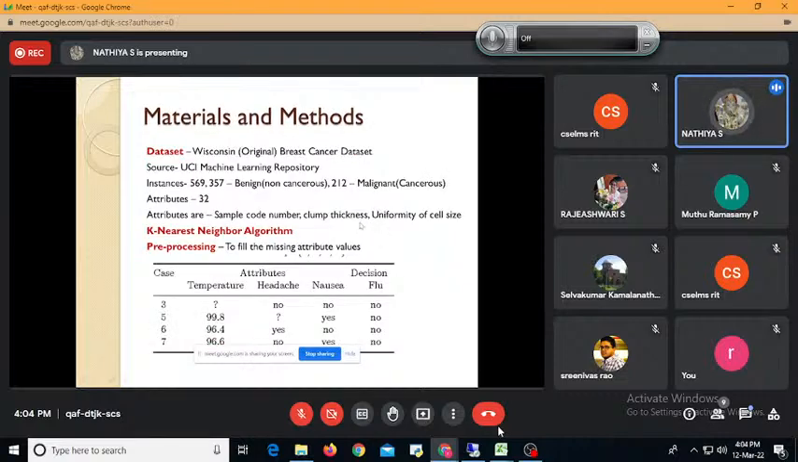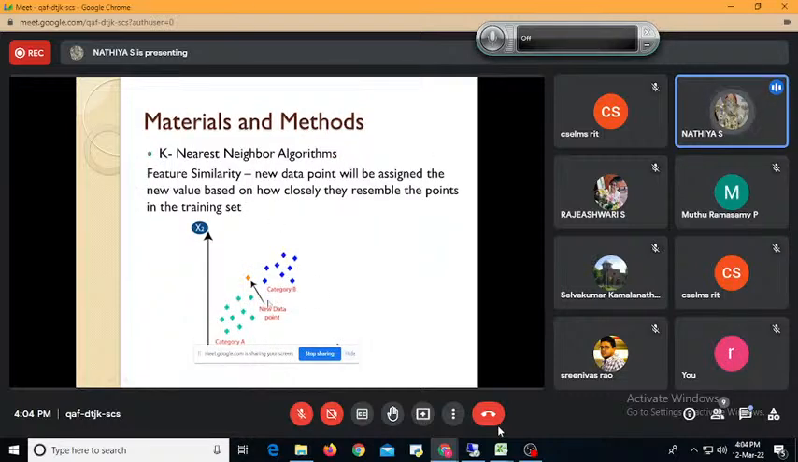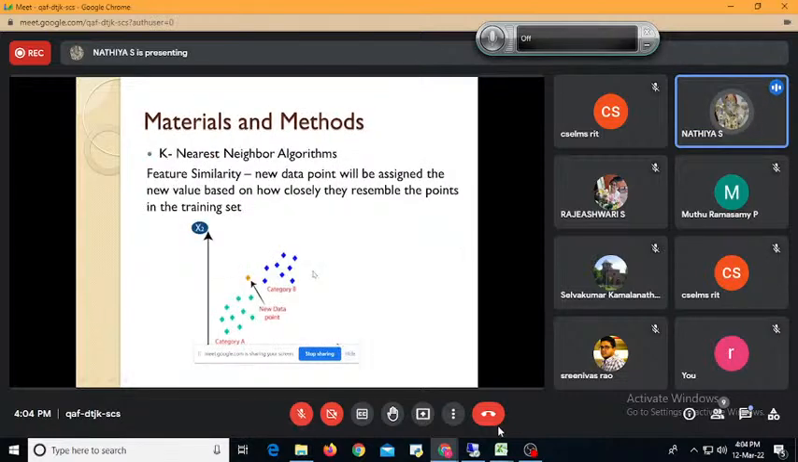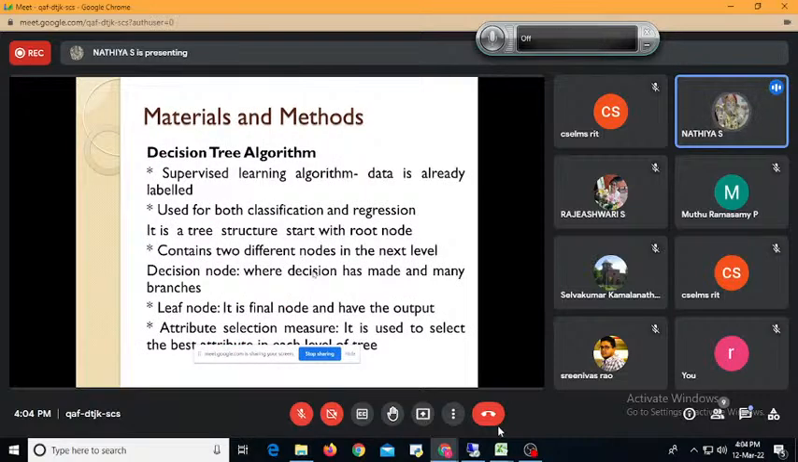And for the pre-processing technique, I have used the k-nearest neighbor algorithm. Pre-processing means that the values in the data set sometimes may be missing, so we need to fill in those values before sending it to the algorithms. For that purpose, I have used the k-nearest neighbor algorithm. The k-nearest neighbor algorithm classifies the new data depending on the closest data that it resembles. So using that method, I filled in the missing attribute values in my data set. After the pre-processing, I used the same data set with my three different algorithms.